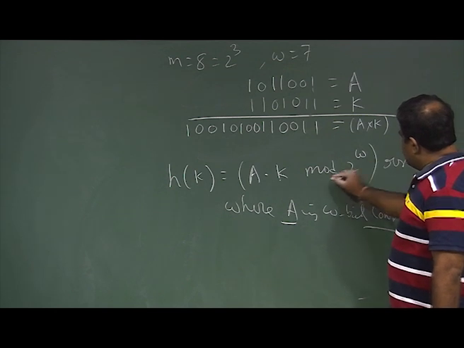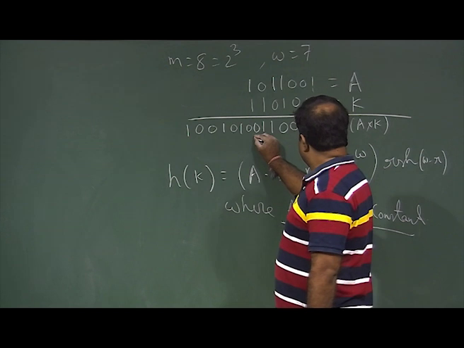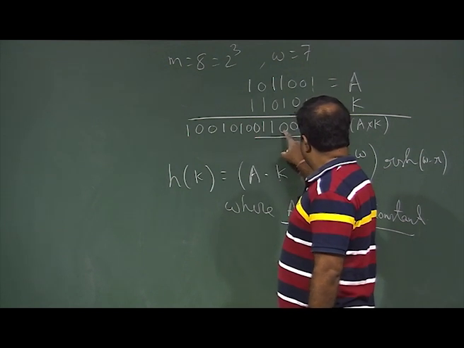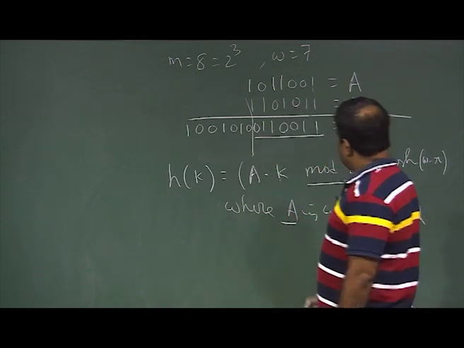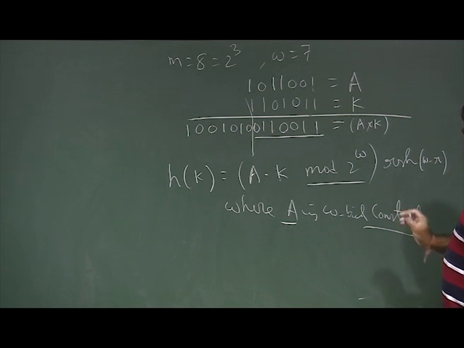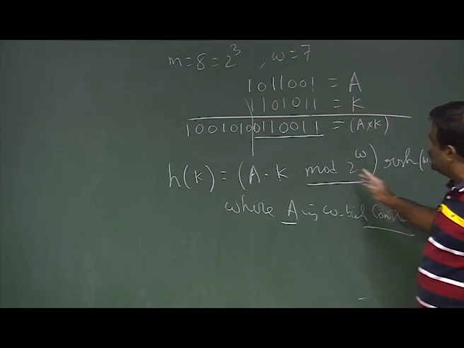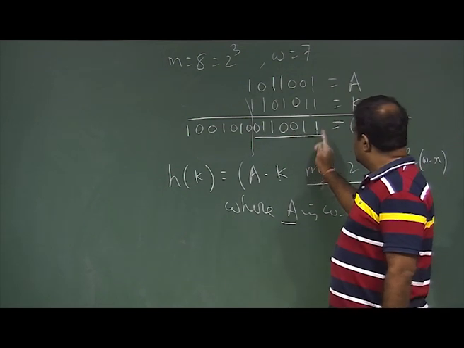Now, we have to take mod of 2 to the power W, mod of 2 to the power 7. So, this is up to 7 bits: 1 2 3 4 5 6 7. So, this is the mod of 2 to the power W, and then we will do the right shift by W minus R times. W is 7, R is 3, so 4 times. If we shift this 4 times, then this is gone, this is gone, this is gone.